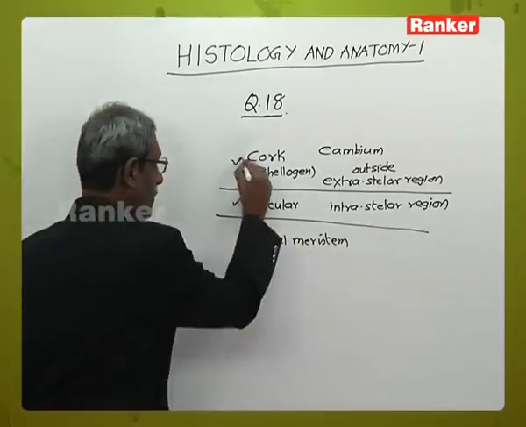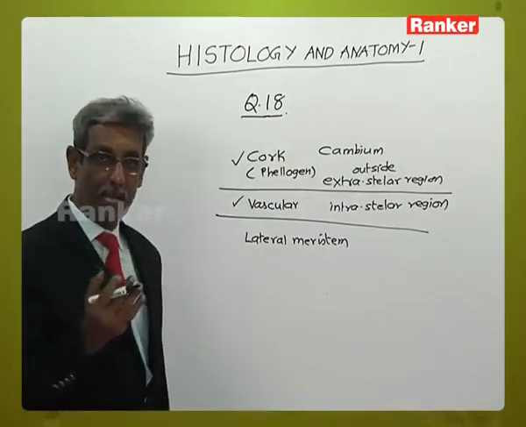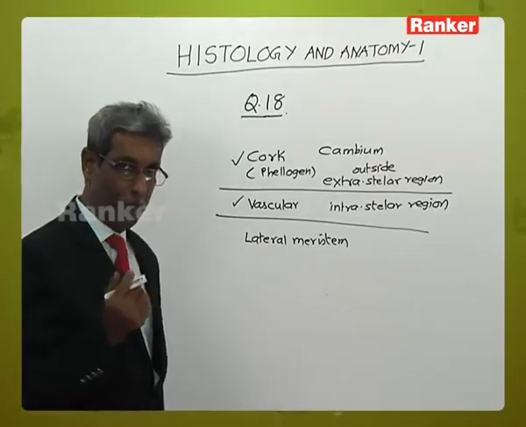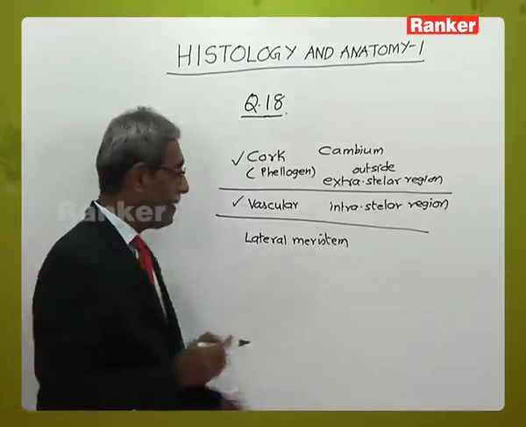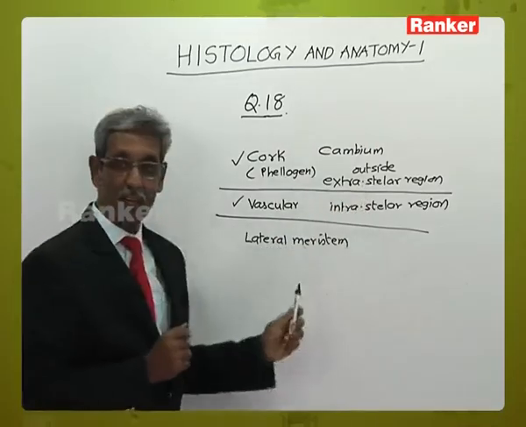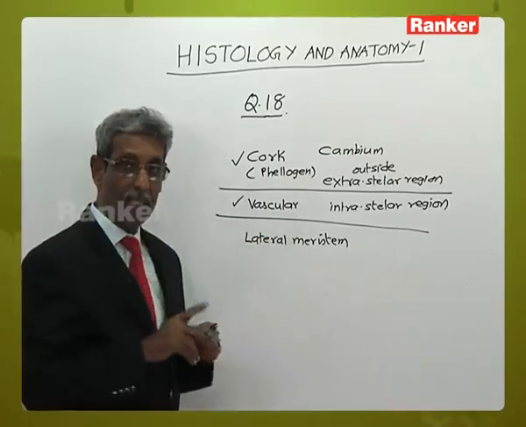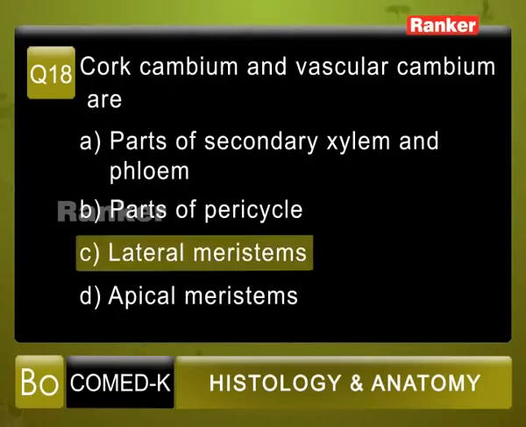So, the cork cambium and the vascular cambium, both of them are present on either side. The vascular cambium is present between the xylem and the phloem. The cork cambium is present between the extrastellar region and the intrastellar region. Hence, both of them are derived from the sides, hence they are examples of lateral meristems, and the answer is C.